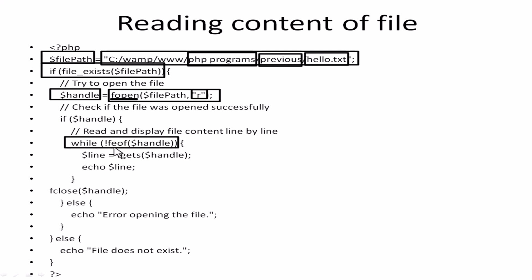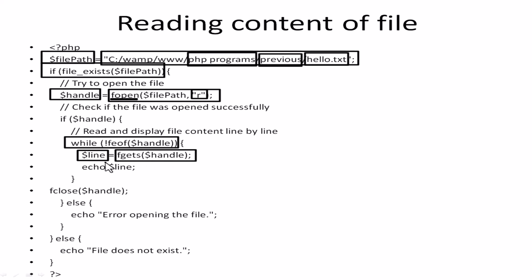Now, while not end of file. Here feof stands for end of file, for a file which is opened in the particular mode. You are going to use the handle, which means you are going to open and read the file. Here we have declared a variable line. The line is going to get the handle. fgets is used to get from the handle. It is going to read the content and assign it to the variable called line. So the variable is going to hold the particular content which is inside the file. The contents inside the file will be assigned to line.